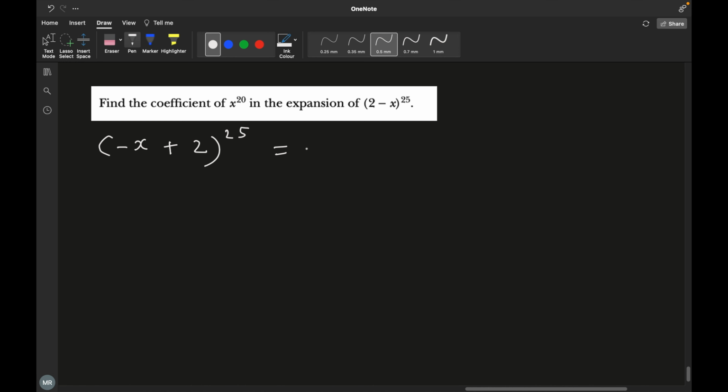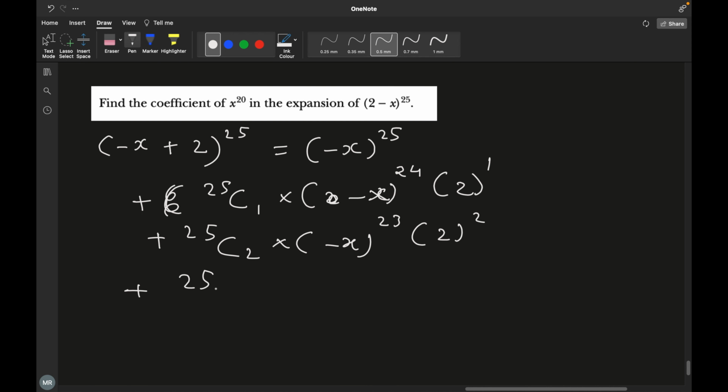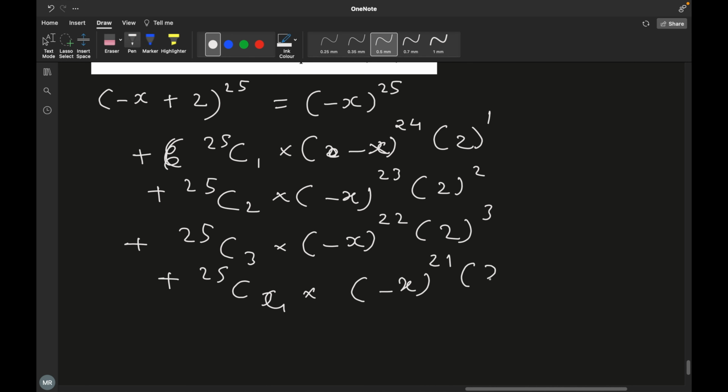And now let's expand this. This is going to be minus x to the power of 25 plus 25c1 multiplied by minus x to the power of 24 multiplied by 2 to the power of 1, plus 25c2 multiplied by minus x to the power of 23 multiplied by 2 to the power of 2, plus 25c3 multiplied by minus x to the power of 22 multiplied by 2 to the power of 3, plus 25c4 multiplied by minus x to the power of 21 multiplied by 2 to the power of 4, plus 25c5 multiplied by minus x whole to the power of 20 multiplied by 2 to the power of 5.